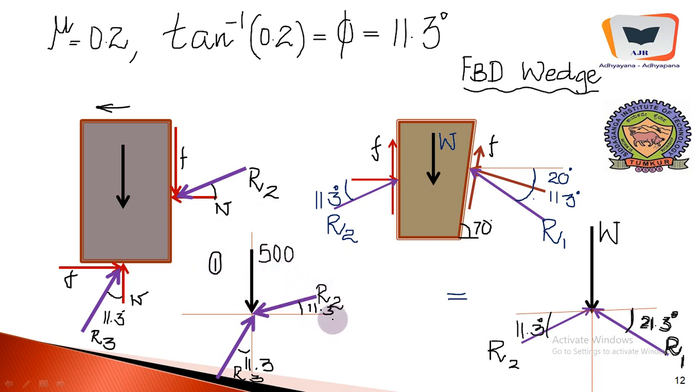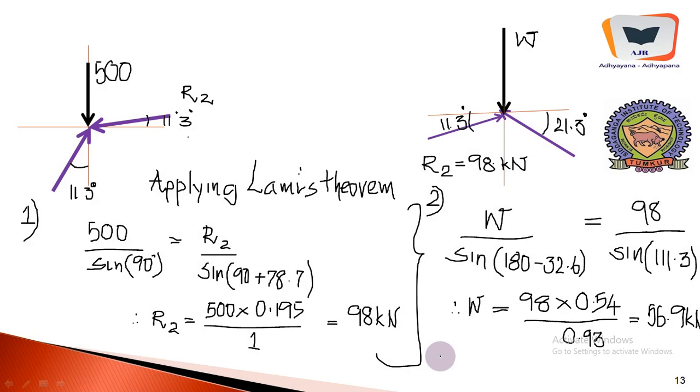Therefore, with this we can calculate R2 applying Lami's theorem, and we can further move to this particular diagram. Here R2 will become a known force, and with the help of the known force and all the known angles, we can calculate W, the small weight that is required in order to just gently push the block of 500 kilonewton leftwards.